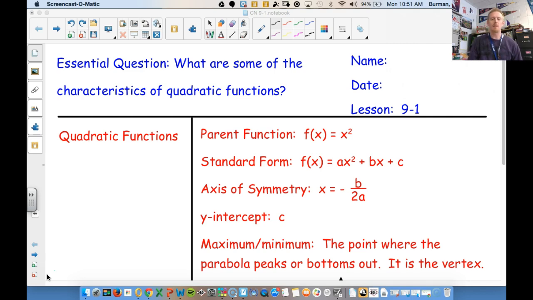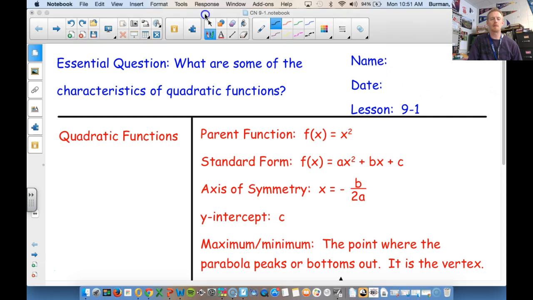We have some vocabulary words that would be very helpful for you to write down. There's a parent function, which is the parent of all of our functions. It's where all functions are coming from in the form of x squared, for quadratics at least. And then there's the standard form of quadratic functions where we have the ax squared plus bx plus c.